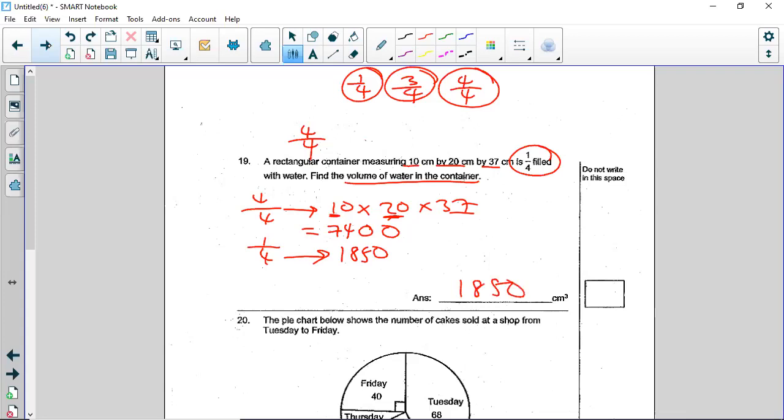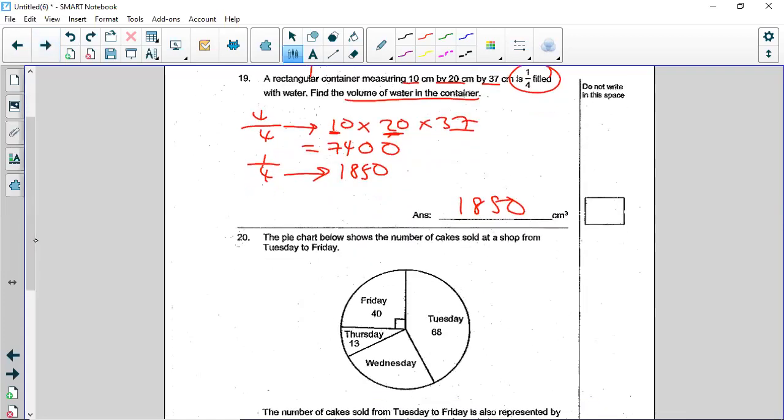Very straightforward. So even for the hard questions, if you see fractions, what do you do? Same. If there's a 1/4, there's a 3/4 empty, then the 4/4 is the whole tank. Same, even for paper 2 also. Okay, question 20, use percentage to represent the pie chart. So 100%. And the quarter right angle means what? Right angle means 1/4. 1/4 means 25%. So your 25% is 40.